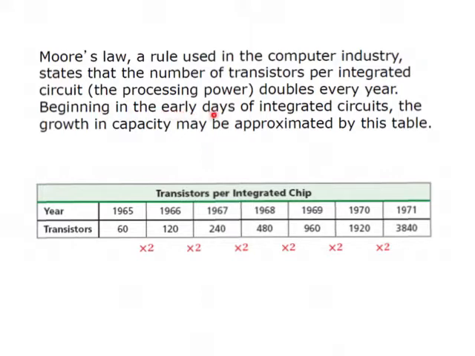So beginning in the early days of the integrated circuit, the growth in capacity may be approximated by this table that's right down here. Okay, so now what this is meaning is, let's say that some of you have an iPhone. And in having an iPhone, let's say that you had an iPhone and you had the 3. And then there was the 3S. And then you had the 4. And then you had the 4S. And then you had the 5. And that's where we currently are.